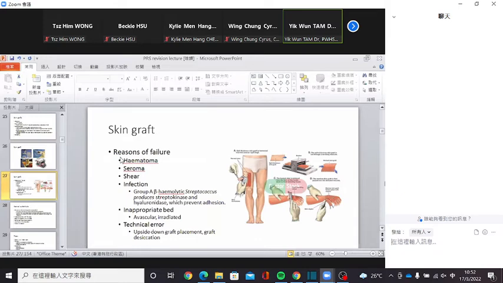So reasons for skin grafts to fail are hematoma formation, seroma formation, shearing causing it to dislodge from the recipient wound, and infection, notoriously the group A beta hemolytic streptococcus that produces streptokinase and hyaluronidase to cause the skin graft to be unable to adhere to the wound bed. Inappropriate wound bed, like an avascular wound bed or irradiated wound bed, technical error, if you put the graft upside down, then the graft will never heal.